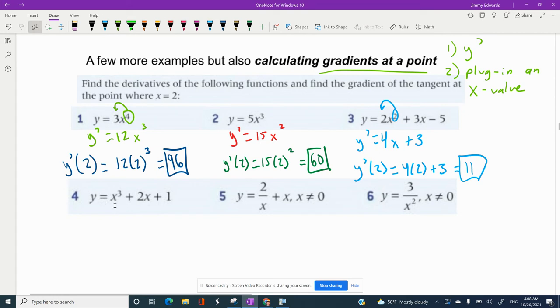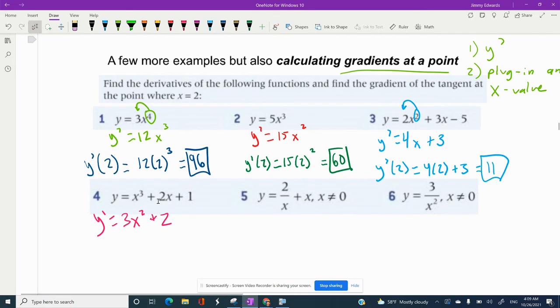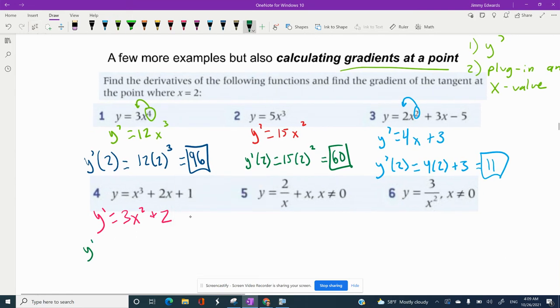Okay, next one. We have y prime. That's going to be 3x squared plus 2. Again, we have the linear term and the constant. So the linear term slope is 2. The constant slope is 0, so we don't have anything for the derivative there. And now let's plug in 2. y prime of 2 is 3 times 2 squared plus 2, which is going to be, let's see, 3 times 4 is 12, plus 2 is 14.